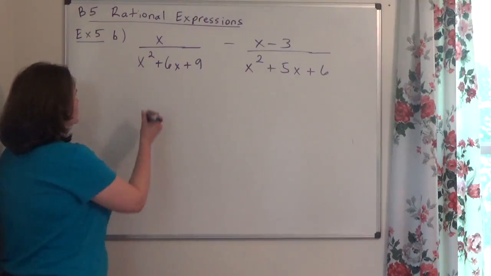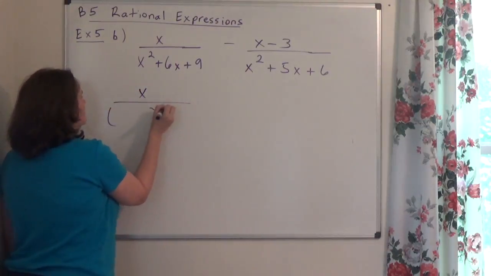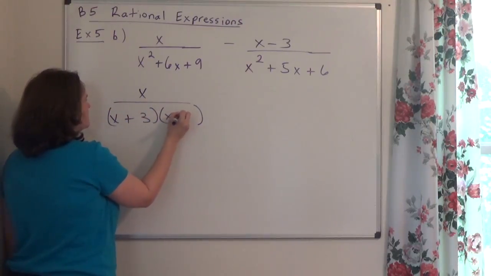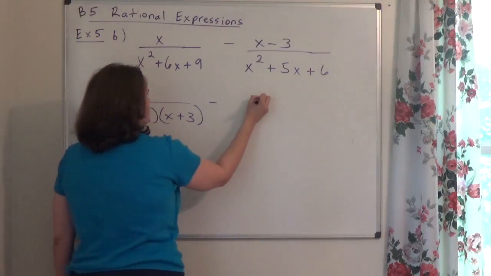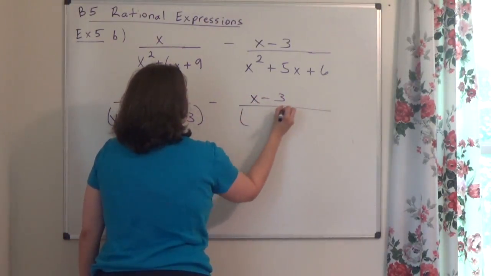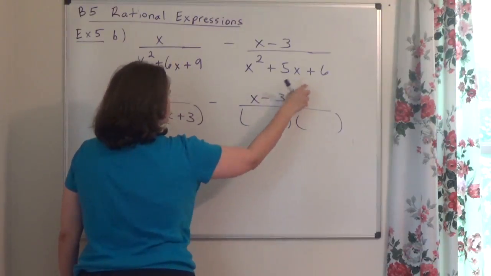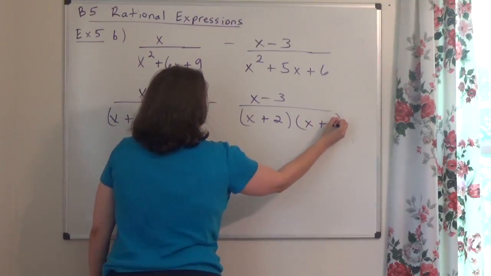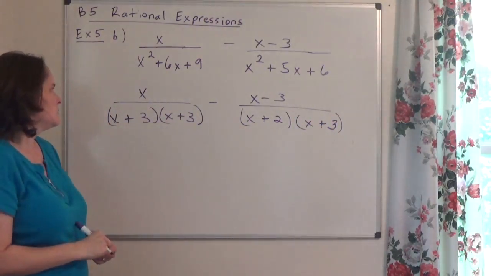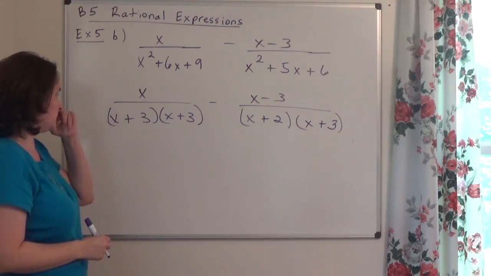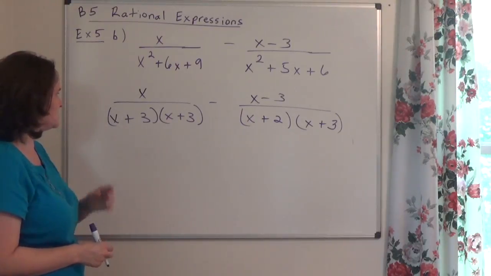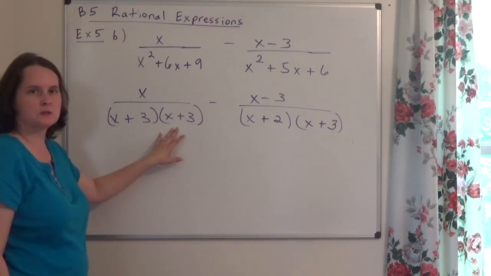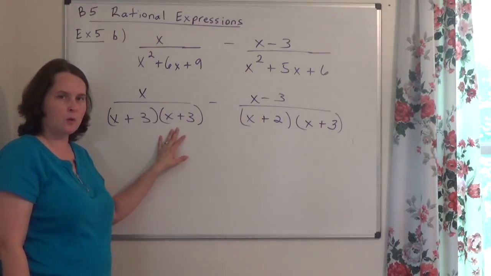Alright, so let's see if we can get these to factor. Alright, that's going to factor as x plus 3 times x plus 3. And over here, these are all additions, so you're going to want to use 2 and 3. There is one significant piece of this that we've got to pay close attention to. We've got x plus 3 times x plus 3. You can think of that as x plus 3 quantity squared.